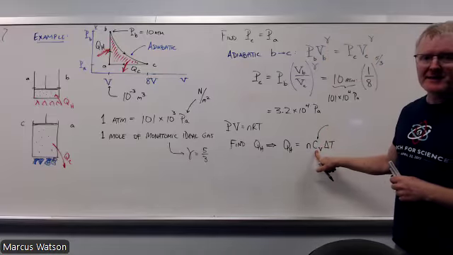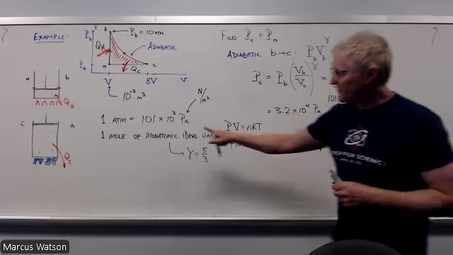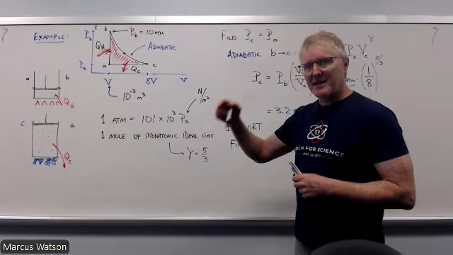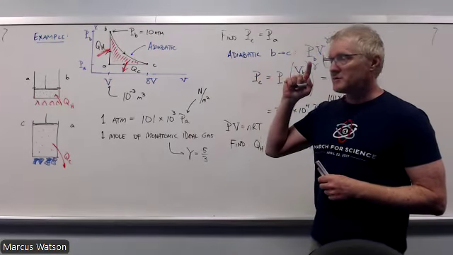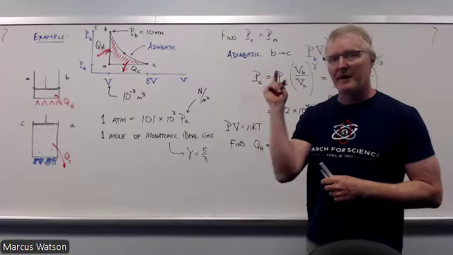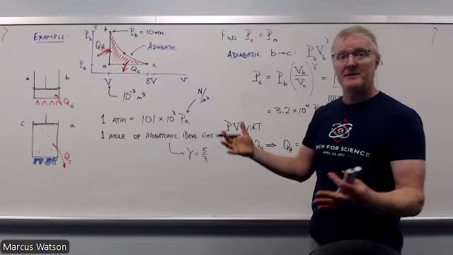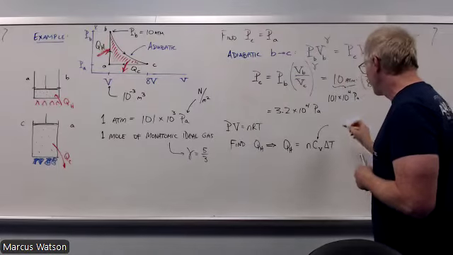Remember how to calculate these things if it's a monatomic ideal gas. If it's a monatomic ideal gas, I count my modes available to hold energy. 1, 2, 3. 3/2 R.